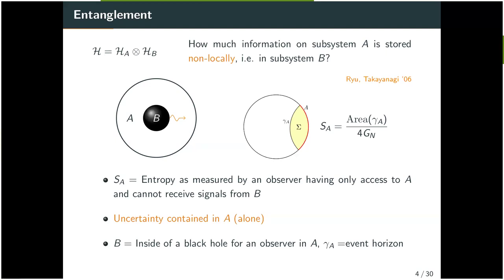You can not just say this is similar as a formula to the Bekenstein-Hawking entropy, but you can also think of the information. If you think of a black hole, there is information which is not accessible from A, so the event horizon shrouds the information within B. And here you can think of this minimal surface also as an event horizon which shrouds the information behind the surface. So it's like an event horizon. Alright, so basically what we're going to do is look at the uncertainty contained in A alone. So that's one way of motivating entanglement when you're coming from gravity. Okay.